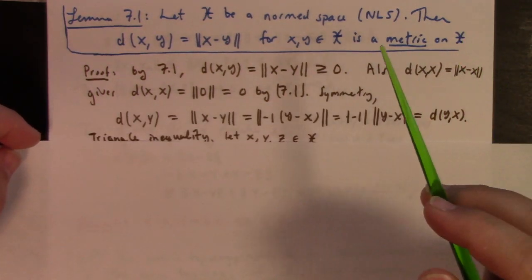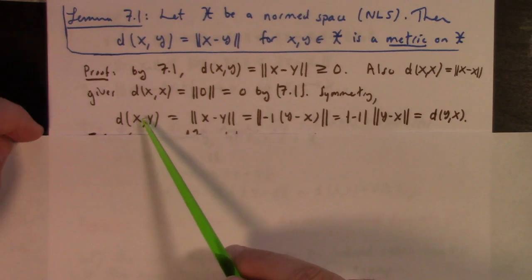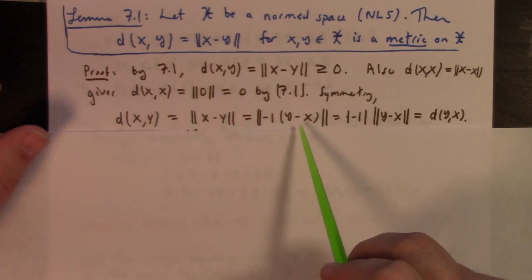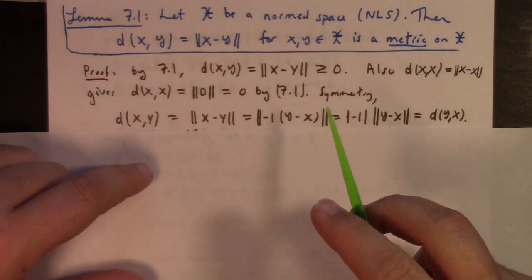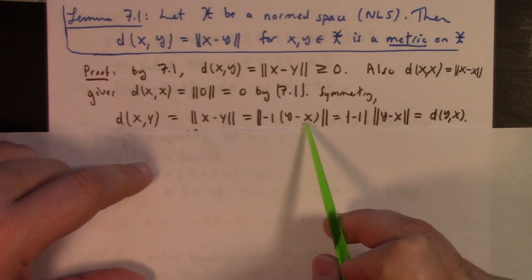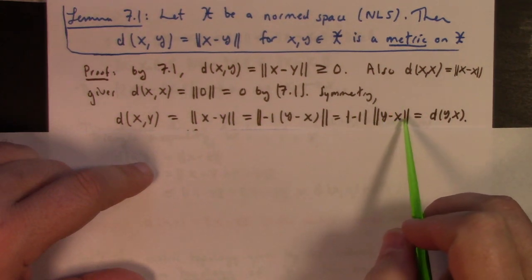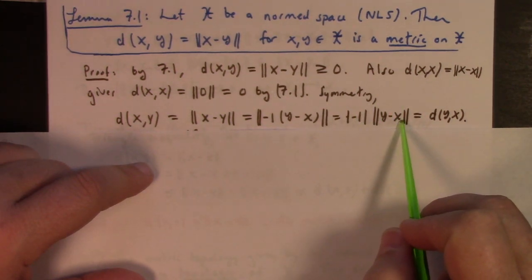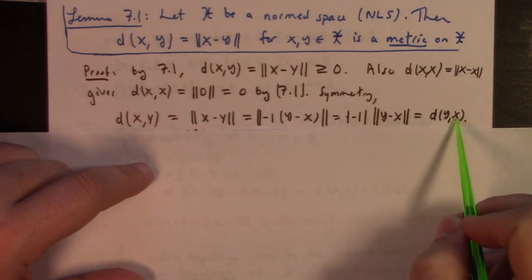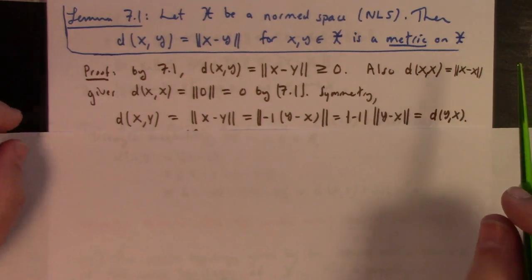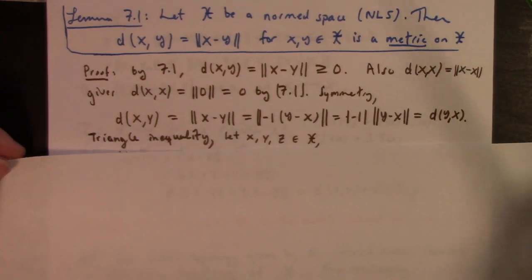We also need symmetry. So here's symmetry. The distance from x to y is the norm of x minus y, which by vector space technology, if you will, we factor out the -1, and then use the homogeneity of the norm to pull out the absolute value of -1. And there you go. The distance from y to x is equal to the distance from x to y. That's comforting. Not surprising, but comforting, I suppose.